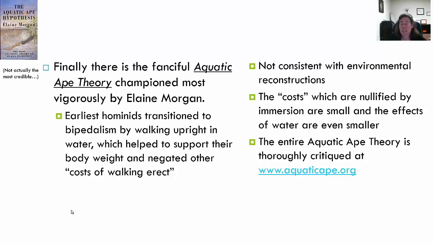This, unfortunately, is not consistent with any environmental reconstruction, and the costs, which are nullified by immersion, are small, and the effects of the water are even smaller. So the aquatic ape theory is critiqued at www.aquaticape.org, and you can read more about it there if you so dare.